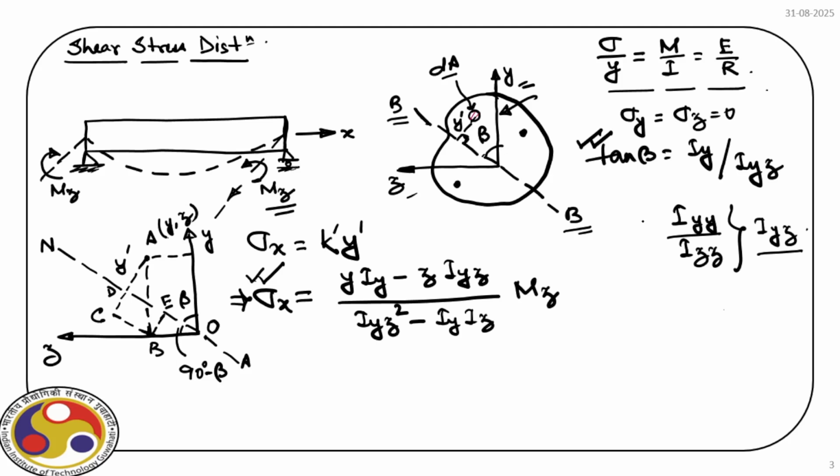Now, with that background, let us move forward and let us see how we can now figure out the shear stress distribution for a section other than rectangular or I sections that we have already considered, right? Now, for that again, let us consider a beam.